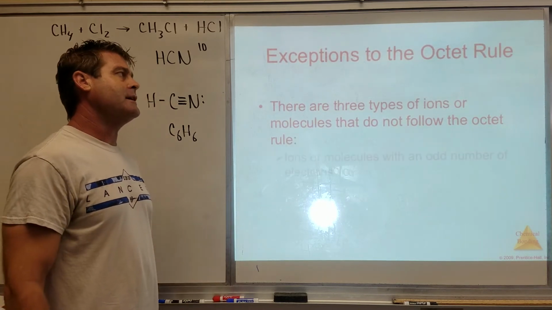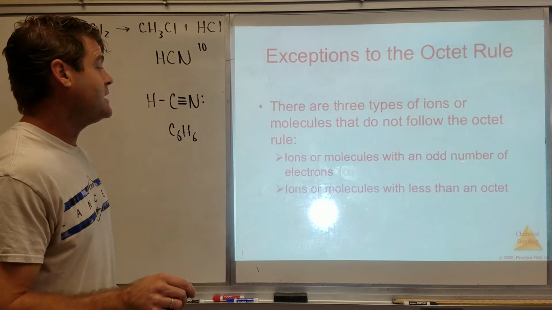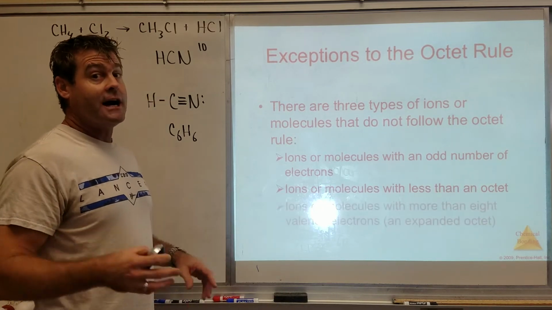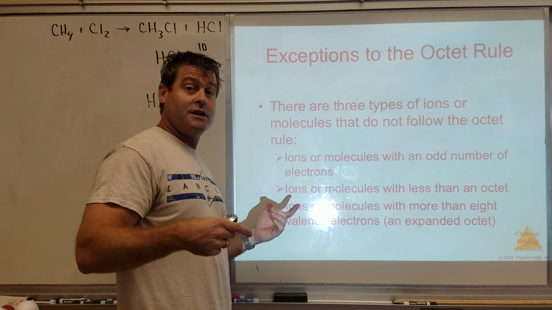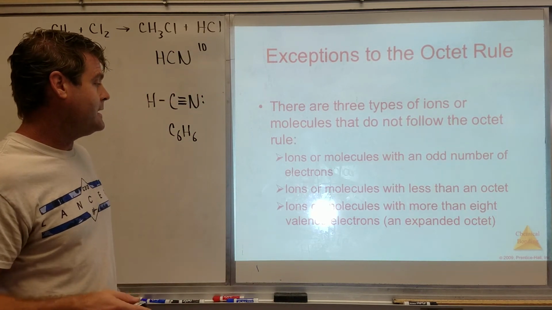You guys, there's a few exceptions to the octet rule. I think I brought this up last year as well. Ions and molecules can actually have an odd number of electrons. You remember we've been talking about pairs, shared pairs, and lone pairs. Sometimes you can have an odd number. It's not very common, but that does occur.